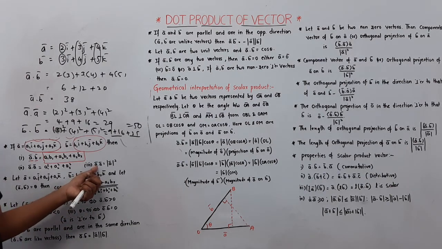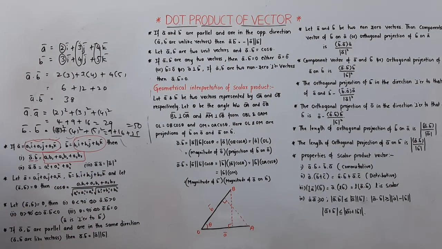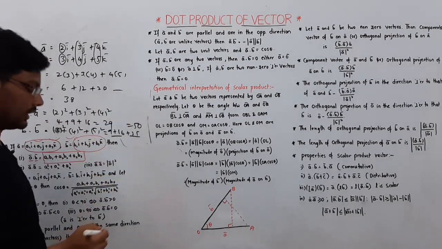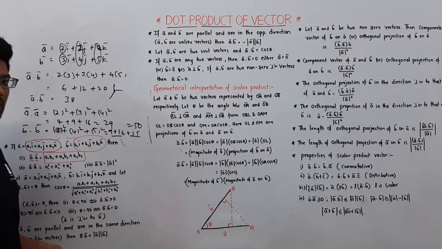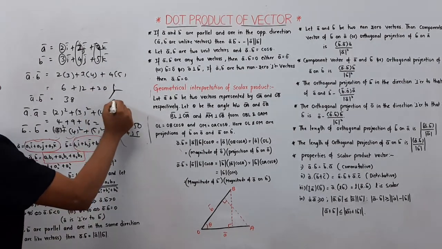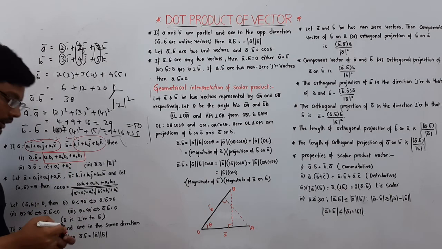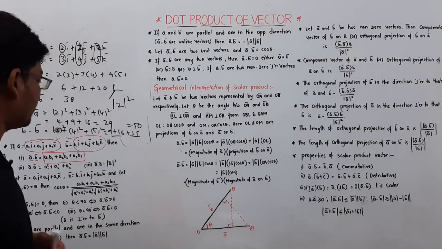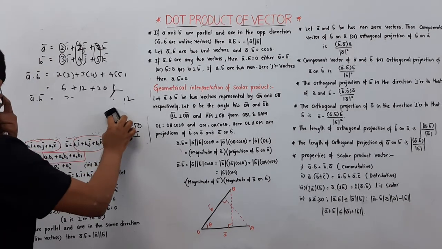And the third one, a bar dot a bar is equal to mod of a bar squared. For the unit vector, each and every value is the same. Then we can write the magnitude of 2 whole square, that is nothing but 4 here. This is all about the 3 points for the dot product of vectors here.